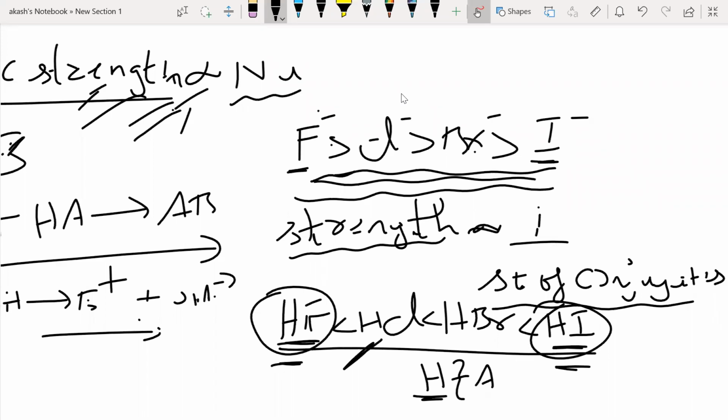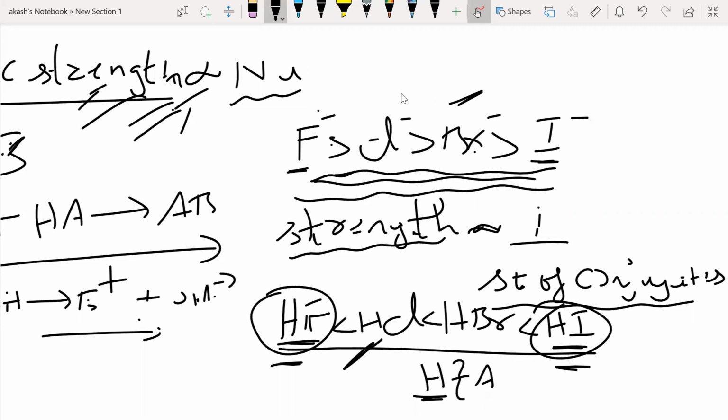So most of your answers are correct. Yes, F minus is the best nucleophile among these four, right? Hope you understand how. Now I can actually give you one more reason for this, not based on basic strength. The reason would be ionic mobilities. Mobility in the sense of the ability of the ion to move, right?